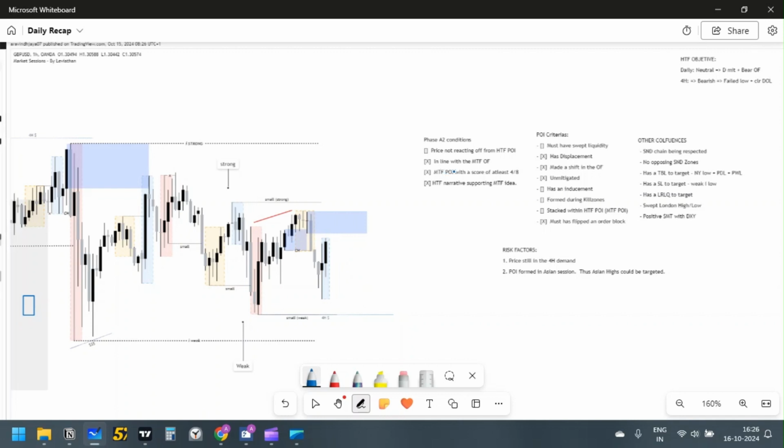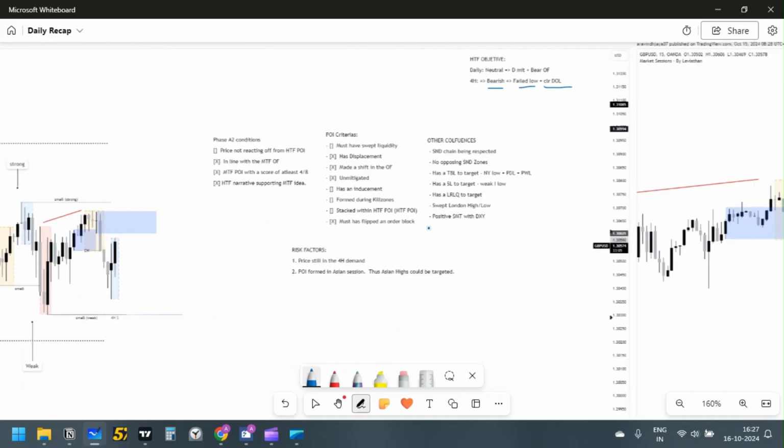And the medium time frame POI, the 404 by F, did not see liquidity, but it has displacement. It has made a shift in the order flow. It is unmitigated, and it has flipped this order flow. So four of the criteria are being met. And the high time frame supports the medium time frame area, yes, because 4 hour is bearish because of the failed low and clear ground liquidity. So this is a high probability trade, and this has a lot of chance to play out.